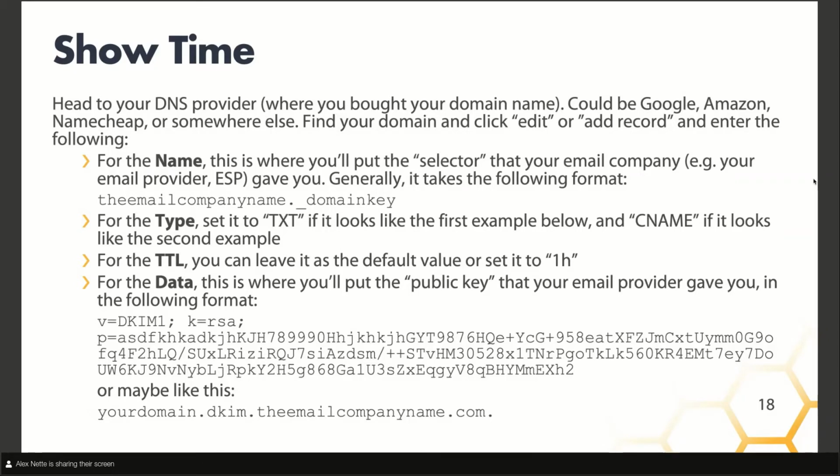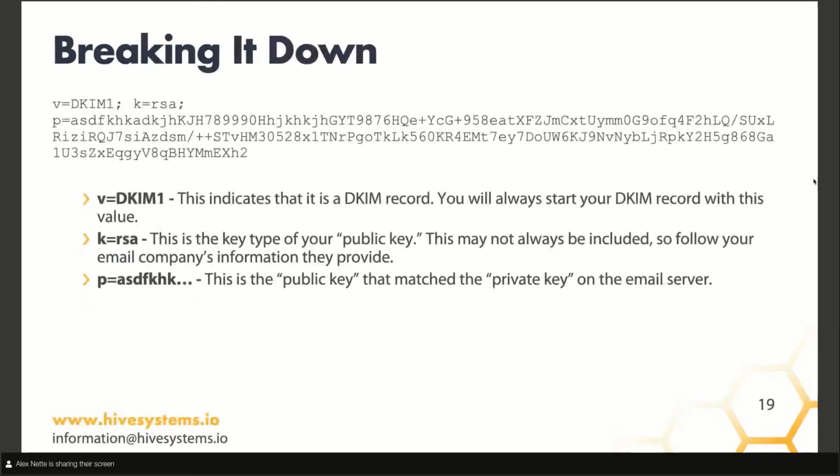Again, if it's the first one, your record type is going to be TXT or text. And if it's the second one, it will be a CNAME record. So if we break that down for that first record, DKIM indicates that it is a DKIM record, and so it always starts with that. The K equals RSA talks about the type of key, and in this case, it's about your public key. And then ultimately, that long string of characters after the P is the public key, and it's matched to the private key on the email server.